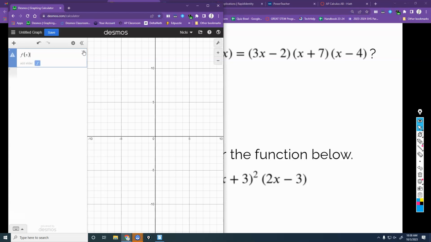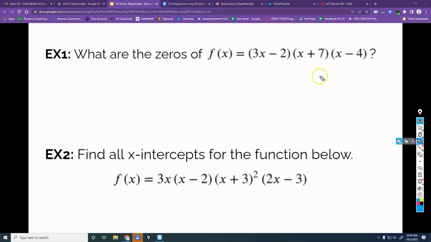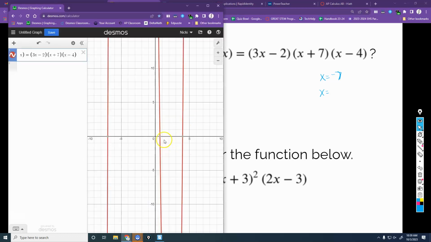I've got f of x equals 3x minus 2, x plus 7, x minus 4. I can type it in Desmos. I got 1, 2, 3 zeros right there. All right, I can just read those off. So if I use Desmos, I'm getting negative 7. X equals, what else did I have? 0.6, that's going to be 0.6 repeating. It's rounding it to 3 decimal places, and 4.